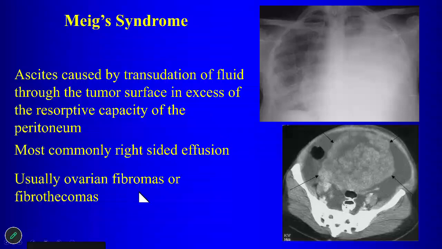So the typical tumor is a benign tumor, ovarian fibroma or fibrothecoma. Although, of course, whenever you have a pelvic mass and a pleural effusion, you have to think about neoplasm, ovarian cancer, and malignant pleural effusions also.